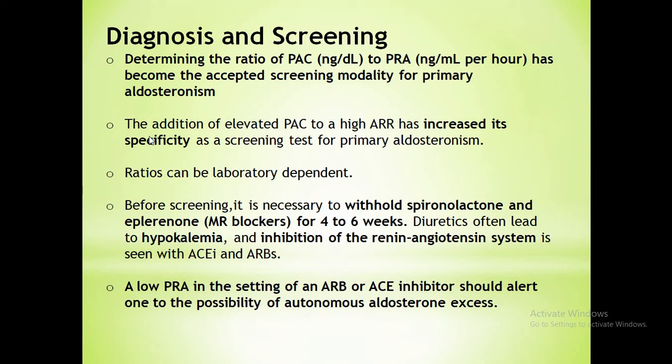Once again, ratios can be lab dependent. Before screening, withhold spironolactone and eplerenone, the MR blockers, for 4 to 6 weeks. And what about diuretics? They can produce hypokalemia, and the ACEs and the ARBs can inhibit the RAS as well.